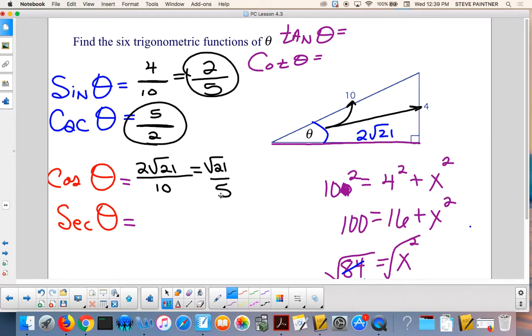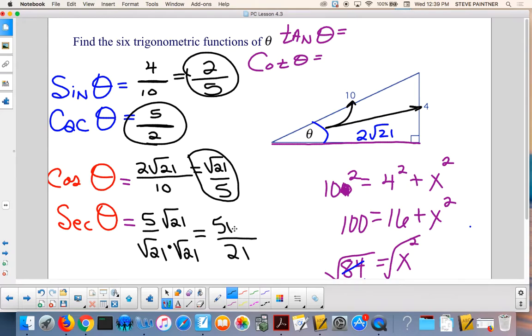Is it okay to have a radical on top? Yeah, you're done. Okay? This answer will be that answer flipped, right? So there'd be 5 over the square root of 21. Is it okay to have that on the bottom? No. Get rid of the root. How? Multiply by square root of 21. Then you get 21 on the bottom. And what on top? Square root of 21.